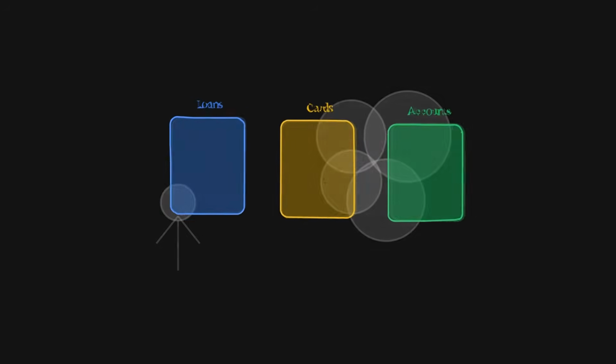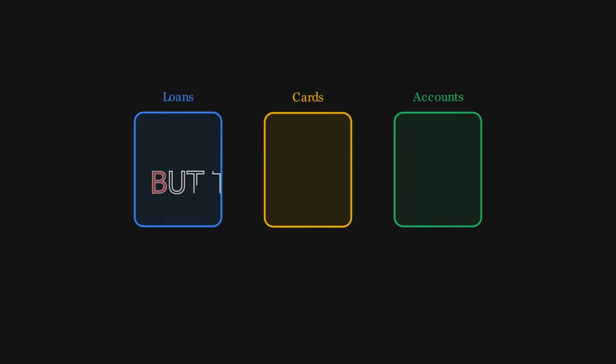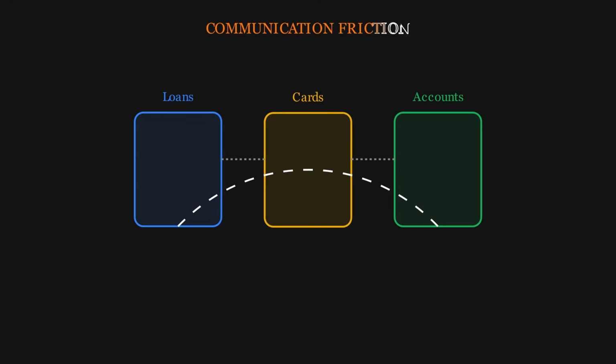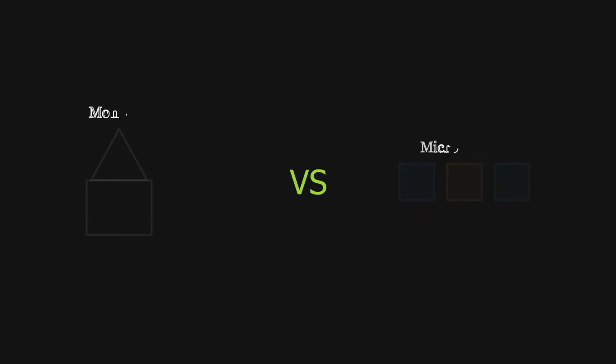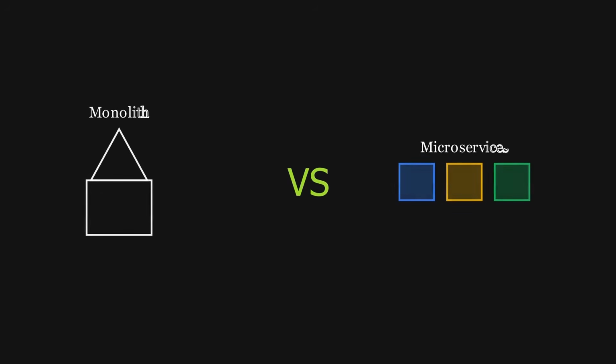So someone suggests, let's break up the tasks. We could have one counter for loans, another for credit cards, and a third for account management. Sounds pretty good, right? It's more organized. But there's one catch. Every time these services need to communicate with each other, it creates some friction. And that friction can slow things down too. Today, we're diving into monoliths versus microservices.